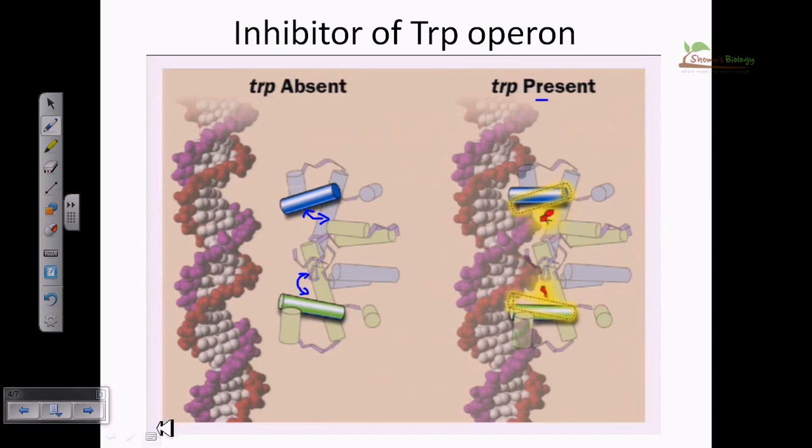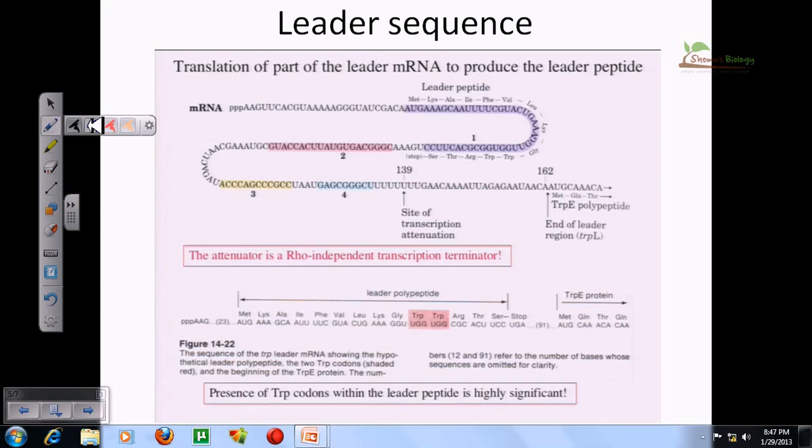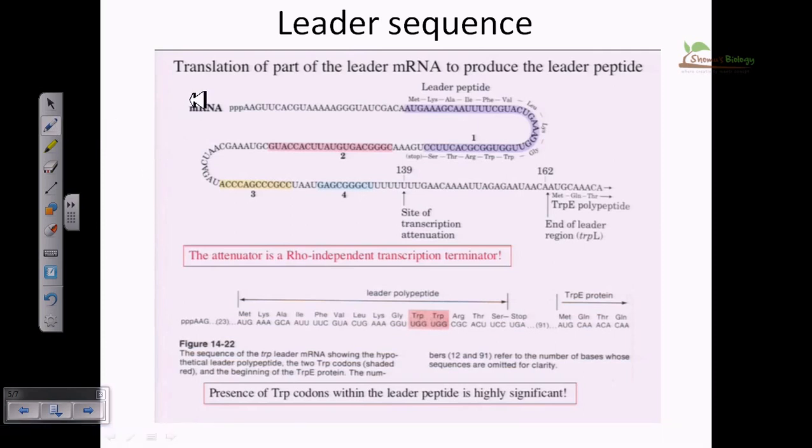So this is the basic view. Now let us talk about the leader sequence, which is really, really important, because we have seen in earlier pictures what the leader sequence is. We have seen the leader sequence is further upstream of the promoter region. The leader sequence has a very important role in blocking the transcription of the tryptophan operon for those tryptophan biosynthetic enzymes, right?